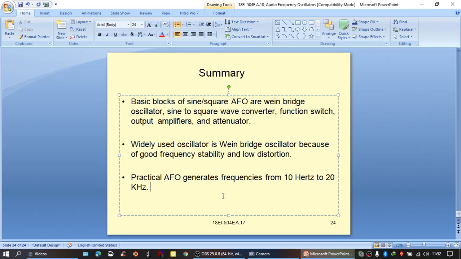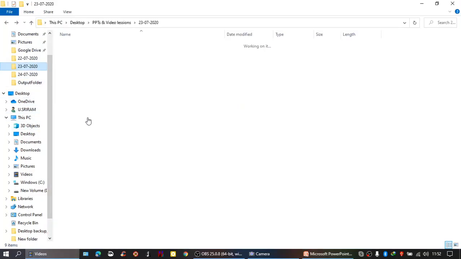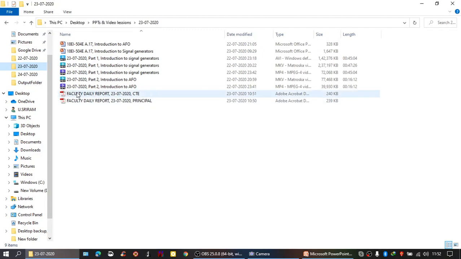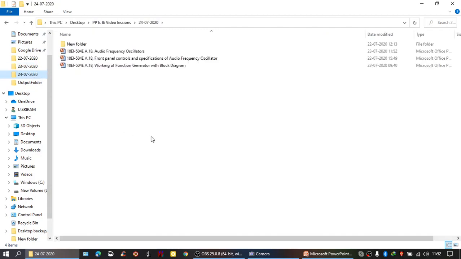So this is all about the basics of audio frequency oscillator, that is sine wave or square wave AFO. And the next topic is working of function generator with block diagram. That we'll see within a few minutes. Please stay connected.